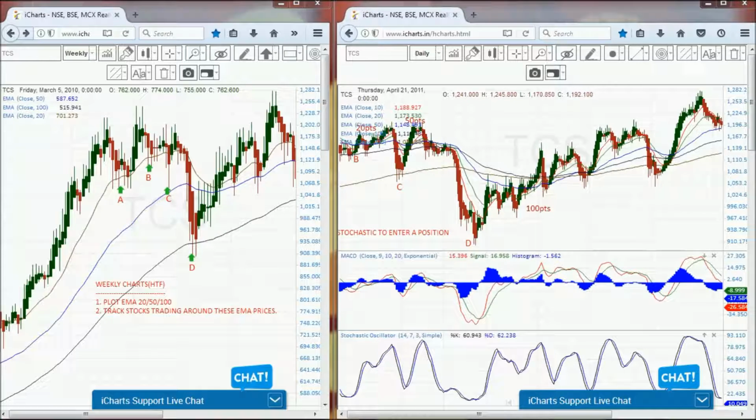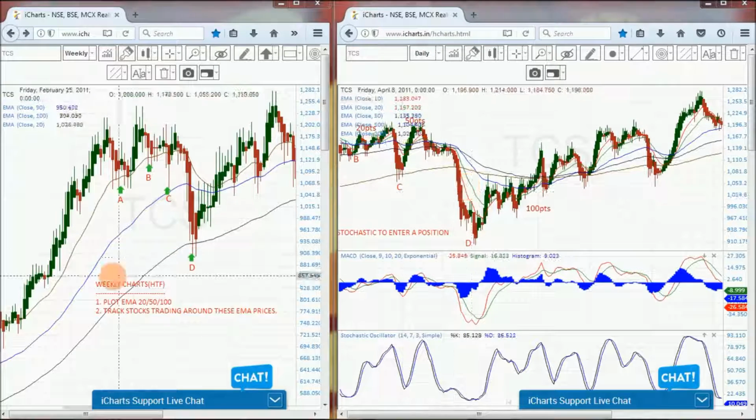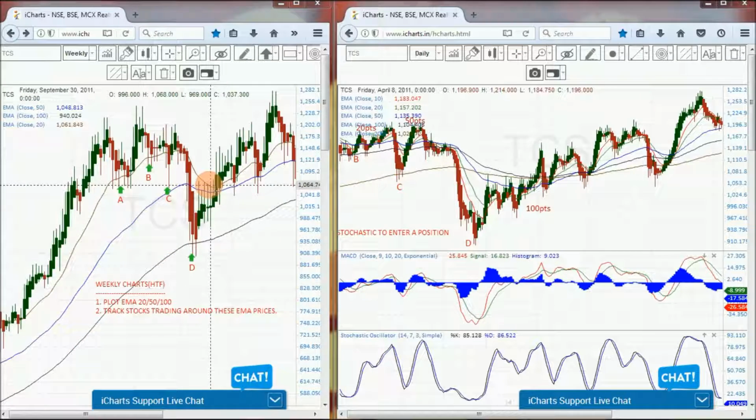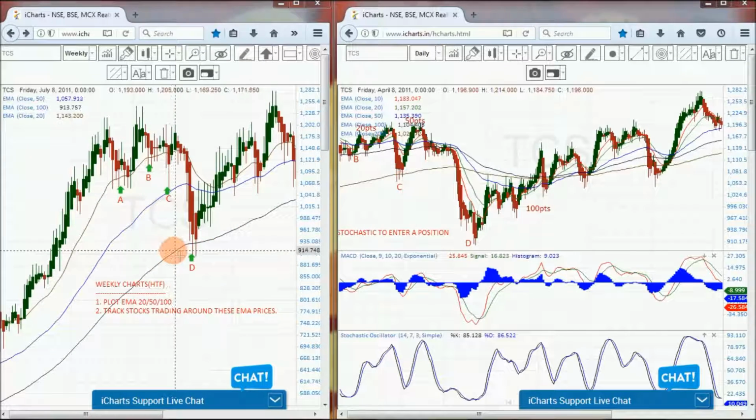Now before applying this strategy, you have to be careful of a few things. The examples I'm giving you are long signals, right? So if you have to be successful in this strategy, the primary criteria for picking up the stocks is that you have to check whether all the EMAs are pointing up or not. Okay, so in TCS, for example, in this time frame, all the three EMAs were pointing up.